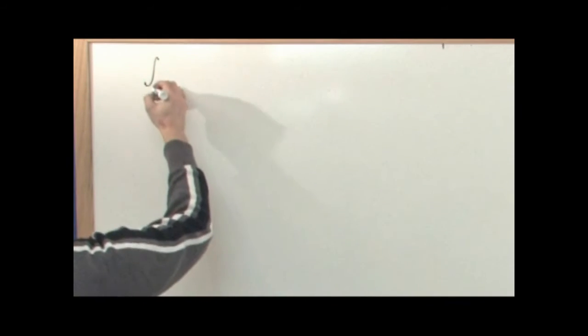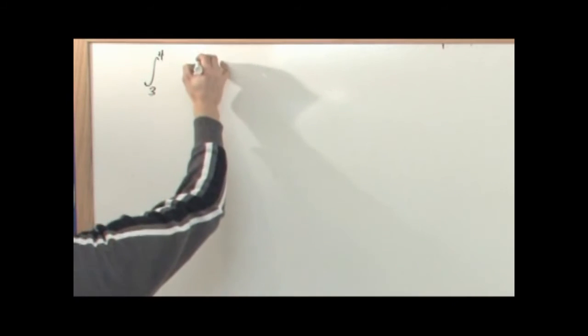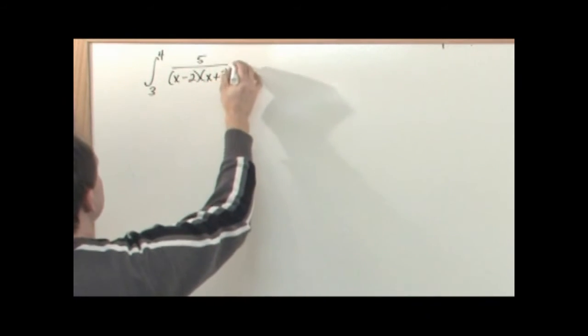Now what if you're going to integrate from 3 to 4, those are your limits of integration, the following: 5 over, and I'm going to write it as x minus 2 times x plus 3 dx.